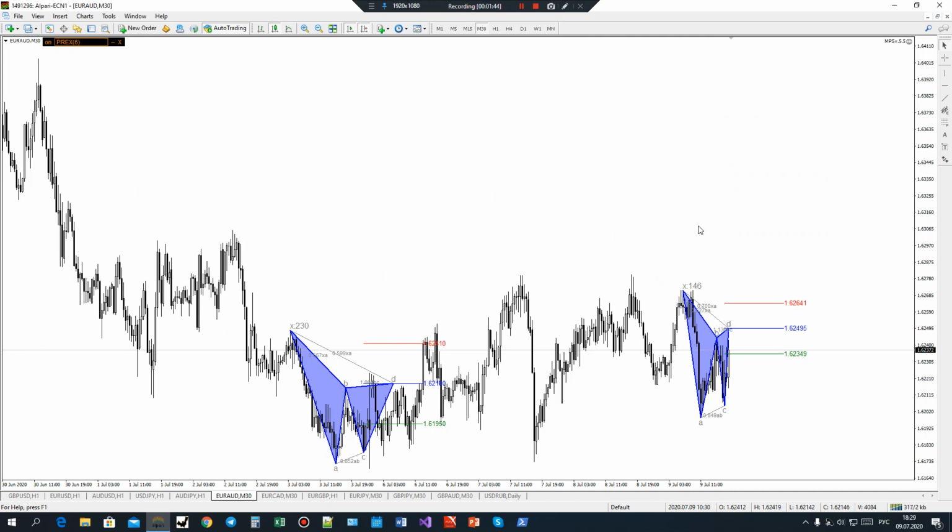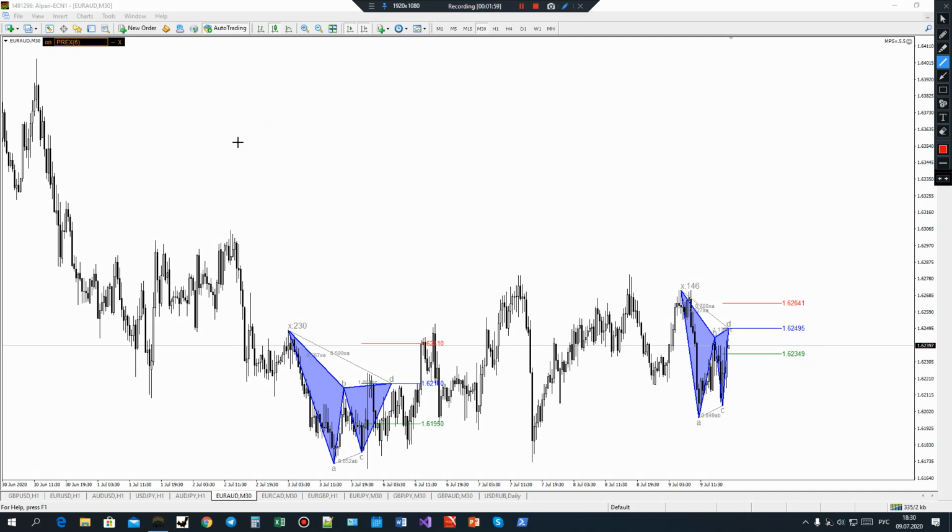So if you are new, let me explain how it works. I call this pattern a unified Gartley pattern. Let me first explain why it is a unified Gartley, what it actually unites. If you are new to harmonic patterns, harmonic patterns consist of 4 swings: 1, 2, 3, and 4.